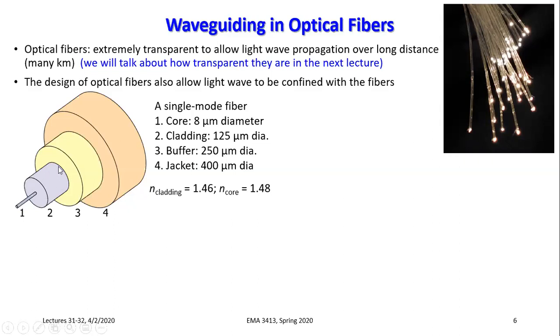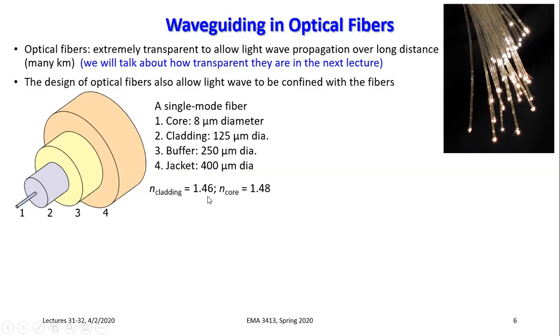surrounding that, maybe up to 100 microns, and then on the outside there's also buffer and jacket, so that we can actually lay out these fibers in the environment, even in the water, and we are not going to have damage to the core. Okay, so these are just protective layers. So the function of the wave guiding is really happening at the interface between the core and the cladding. And the cladding is also kind of glass, but with slightly lower refractive index than the core.